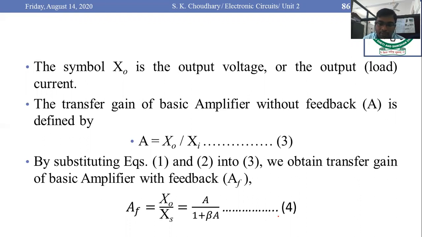Equation number 4 is a very important equation. All of you please note it down. The transfer gain of the basic amplifier with feedback, AF, is A upon 1 plus beta A. And here we are using negative feedback, that's why it is a plus sign. If it is positive feedback, then this equation becomes A upon 1 minus beta A. So for positive feedback there is a different equation, and for negative feedback there is a different equation.